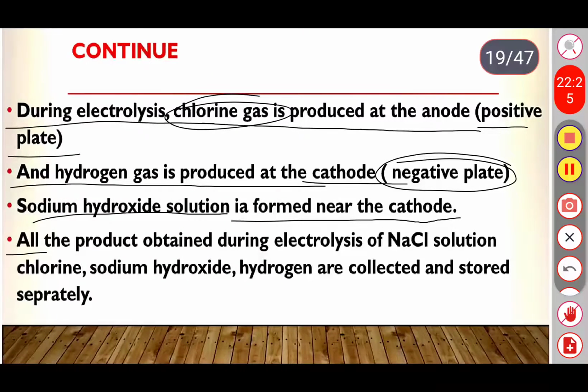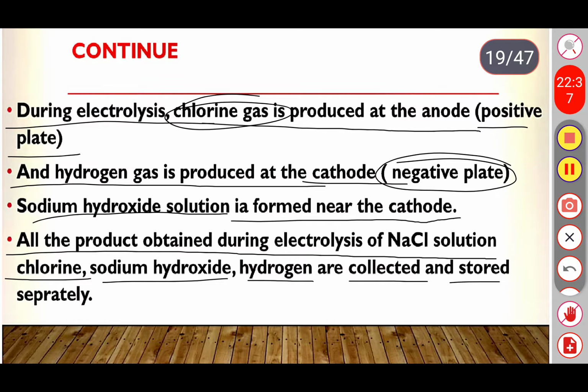All the products obtained during the electrolysis of sodium chloride solution, chlorine, sodium hydroxide and hydrogen, are collected and stored separately. The three major components we are getting from the electrolysis of sodium chloride are sodium hydroxide, NaOH, hydrogen and chlorine.